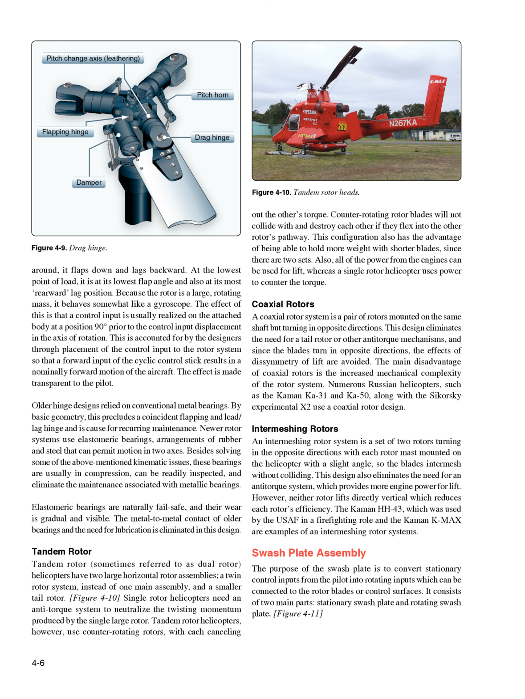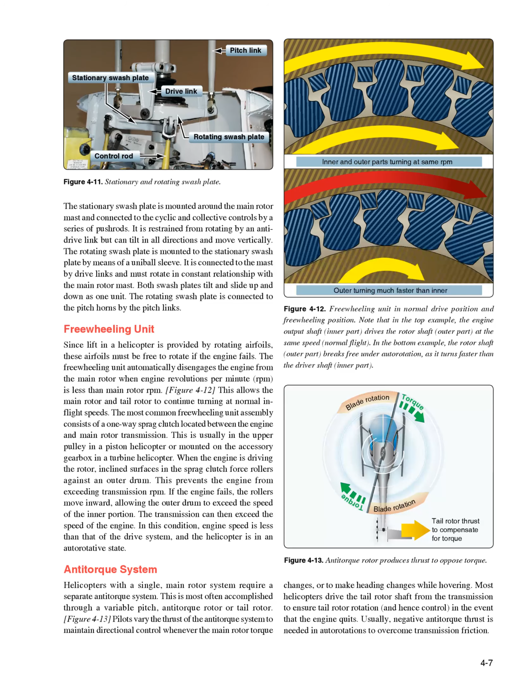Swash plate assembly. The purpose of the swash plate is to convert stationary control inputs from the pilot into rotating inputs which can be connected to the rotor blades or control surfaces. It consists of two main parts, stationary swash plate and rotating swash plate. Figure 4-11. The stationary swash plate is mounted around the main rotor mast and connected to the cyclic and collective controls by a series of pushrods.